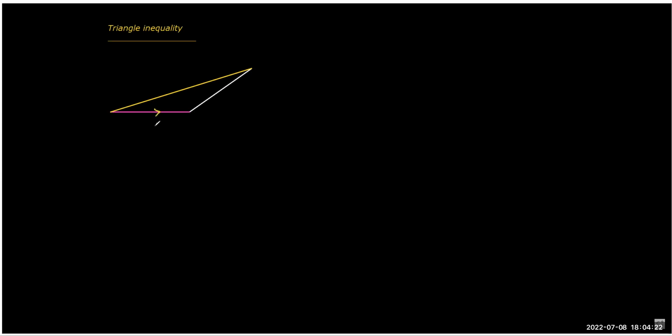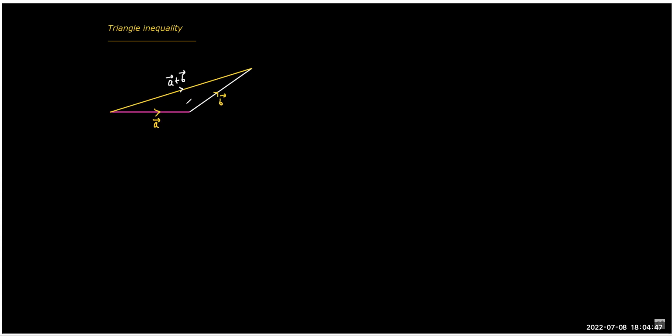So if I call this vector A, and I call this vector B, then the yellow line will represent the resultant of A and B. So we can call the third line A plus B. The way of writing means A and B, right? So the third line is representing the resultant of A and B. Okay.